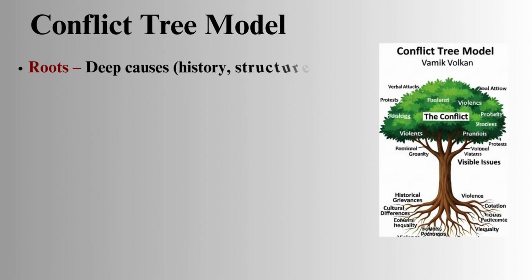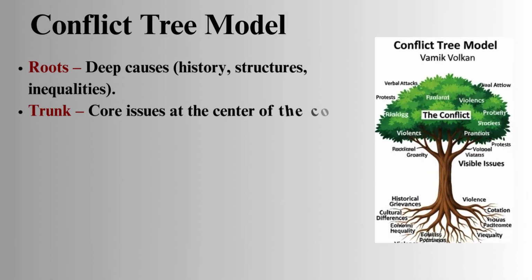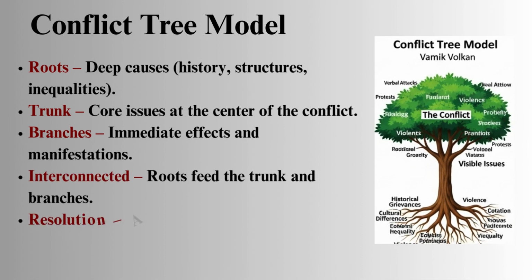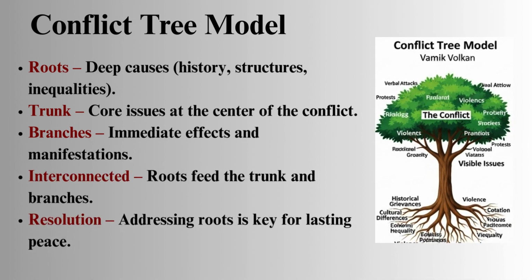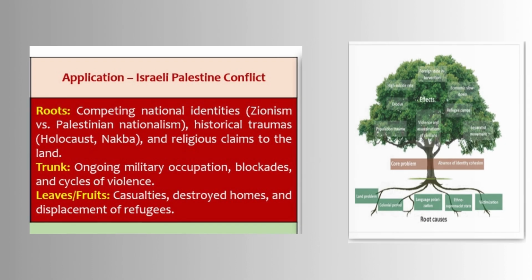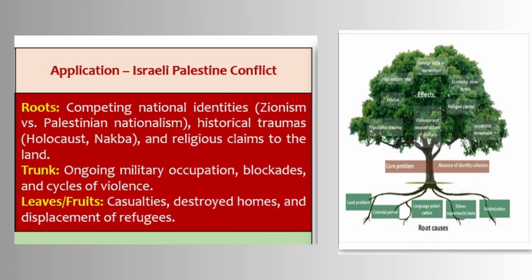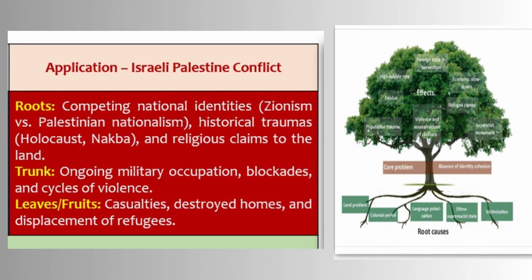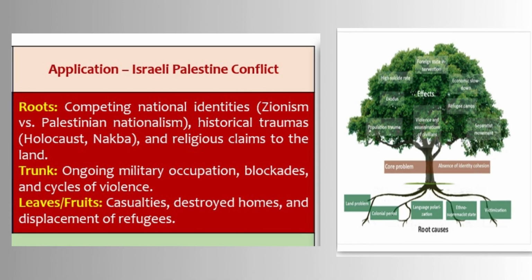The conflict tree explains causes and effects. Roots represent deep historical or structural causes. The trunk shows central issues, and the branches reflect visible outcomes like protests or violence. In case of Israel-Palestine, roots lie in history, displacement, and colonial legacies. The trunk is contested territory and governance. Branches are wars, blockades, and protests. Cutting branches alone cannot resolve deep-rooted causes sustaining the Israel-Palestine conflict.